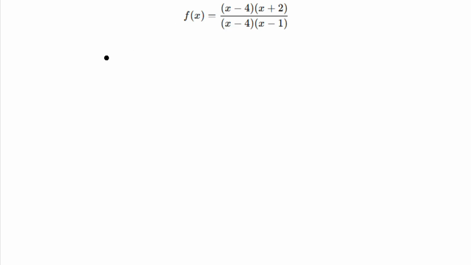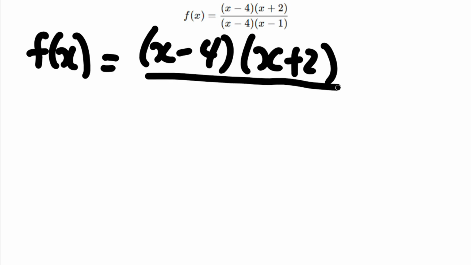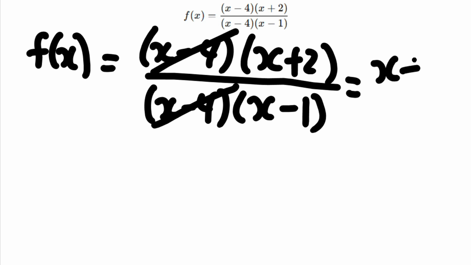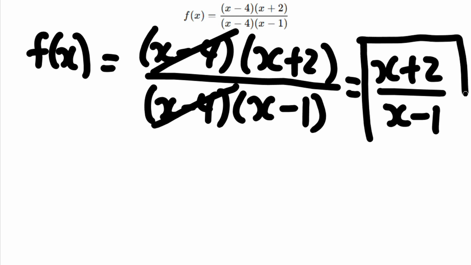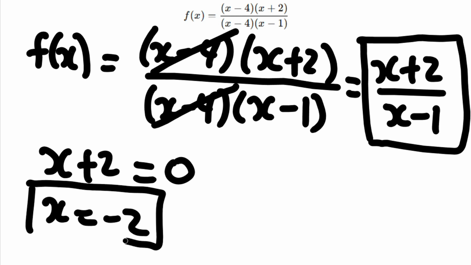So here you can cancel this, right? Let me write it anew here. f of x is equal to (x minus 4) multiplying (x plus 2), and the denominator has (x minus 4) multiplying (x minus 1). So this factor is the same as this factor, so they cancel out. The function just reduces to x plus 2 all over x minus 1. It is this reduced form that we now focus on, making the numerator equal to 0. So x plus 2 equals 0, so x is equal to negative 2. This is the only zero for this particular function.